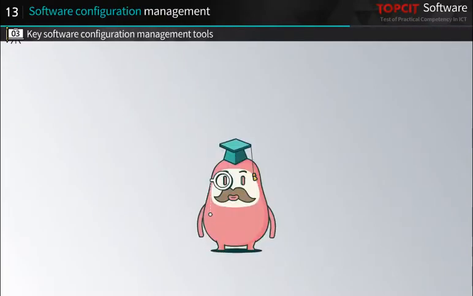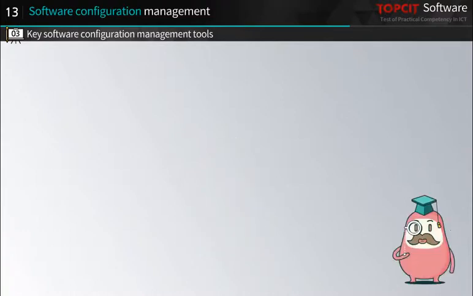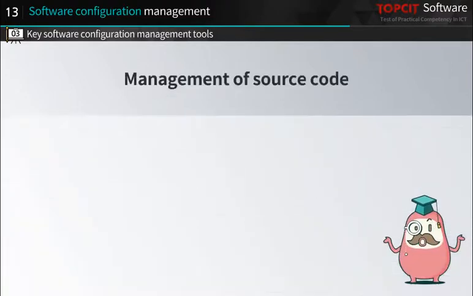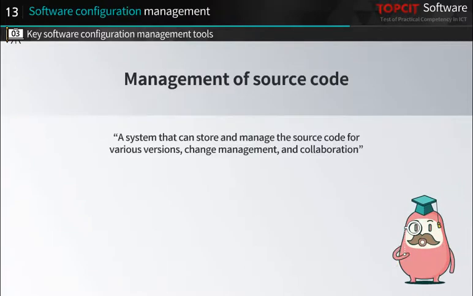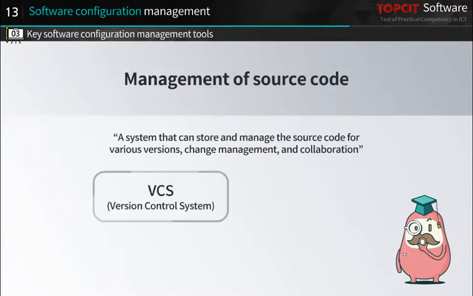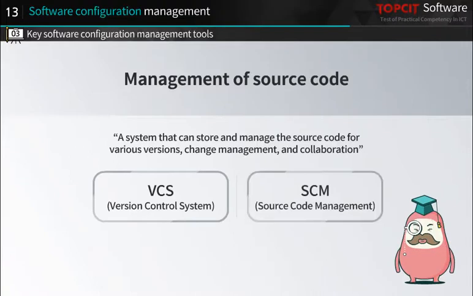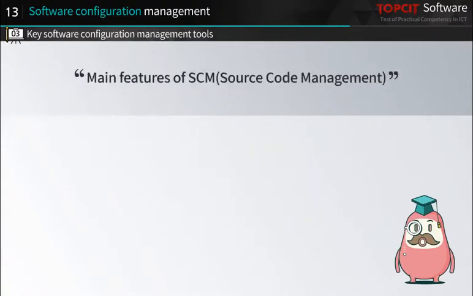This time, let's discuss major software development configuration management tools. In software development, management of source code is one of the important points. We need a system that can store and manage the source code for various versions, change management, and collaboration. This is called version control system or source code management. Let's look at the main features of the SCM.